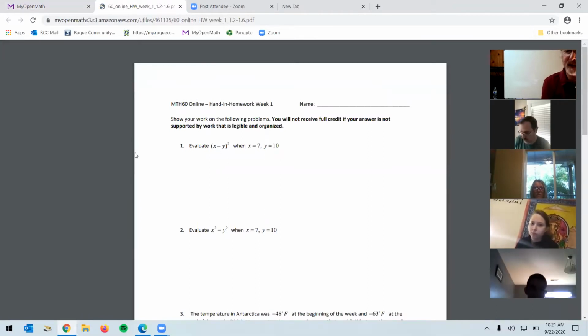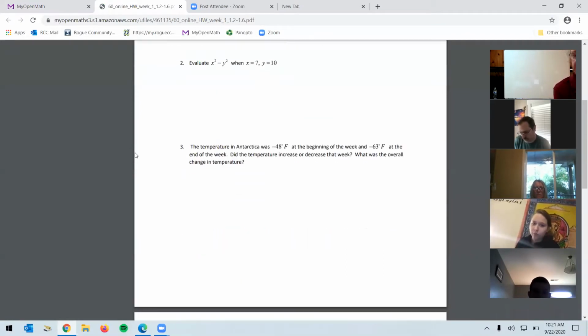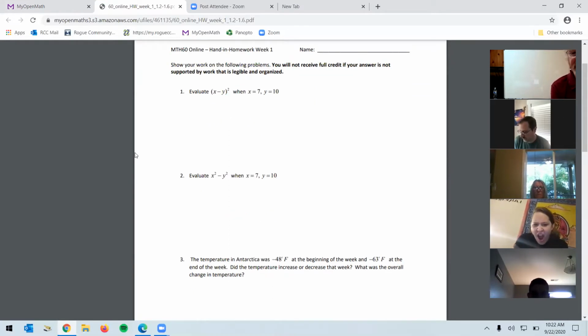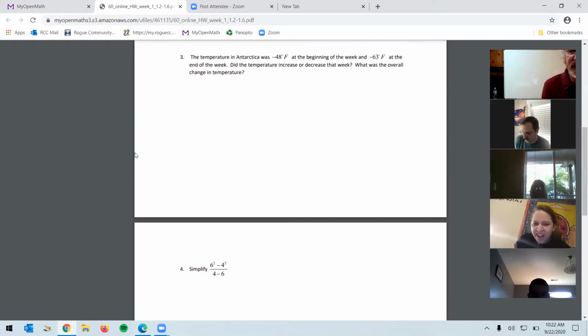You can print this out, or I suppose you could just do it on your own paper if you'd like. Let's see, what am I asking you? Evaluate, plug some numbers into that expression, use order of operations to simplify it. Similarly, there's something different about number 1 and number 2, even though they look very similar. Number 3 will be related to what we talk about today.